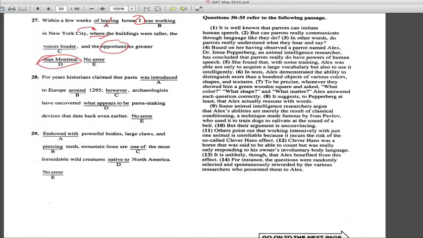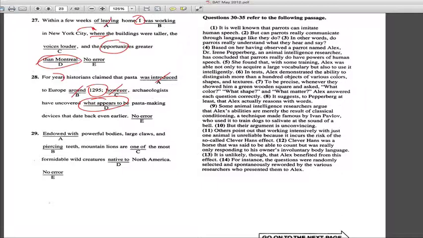Let's go ahead and look at 28 and 29. Okay, so four years. Let's introduce her. Appeared. Why do you want to put what in the middle? Four years. Around 1295. However, makes sense. Archaeologists have uncovered that appears to be past. Yeah, something you can now.